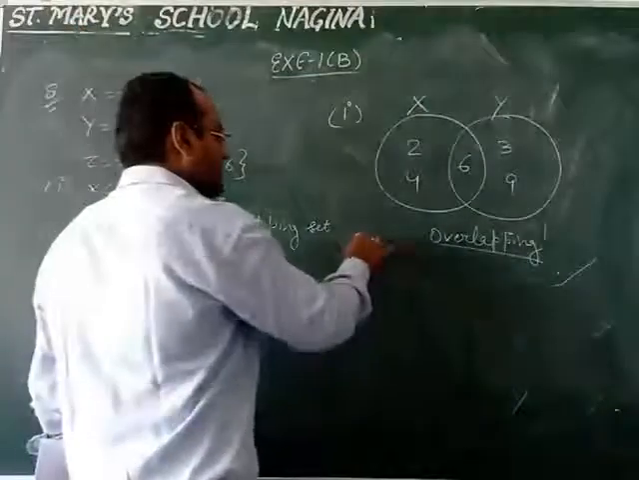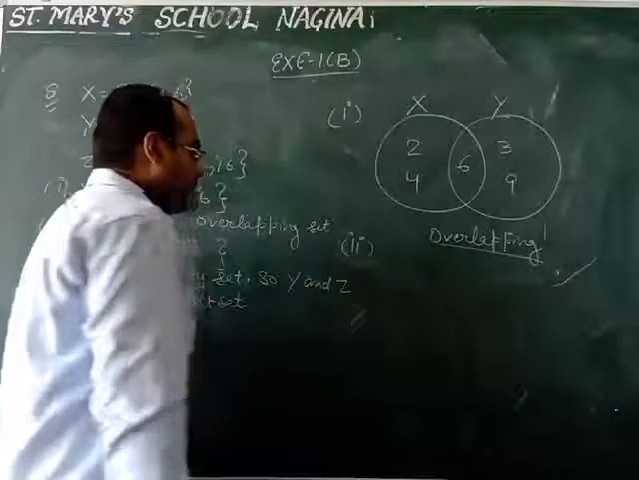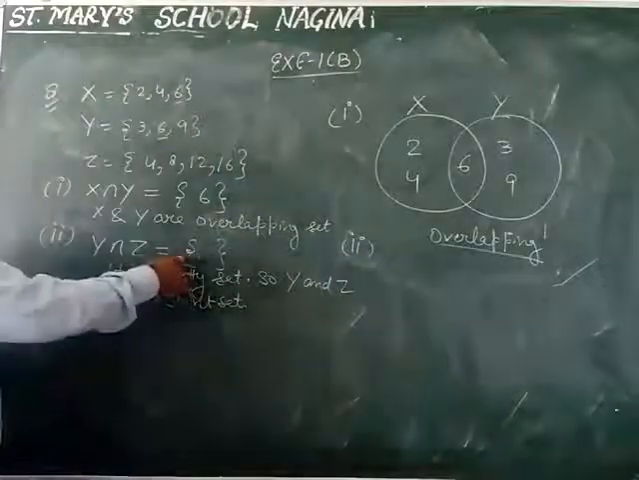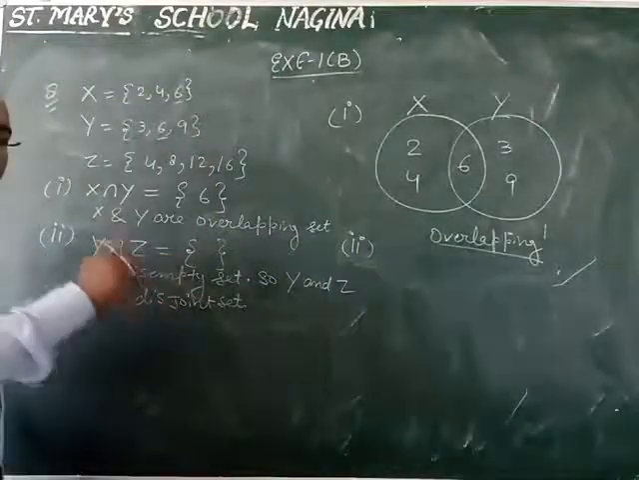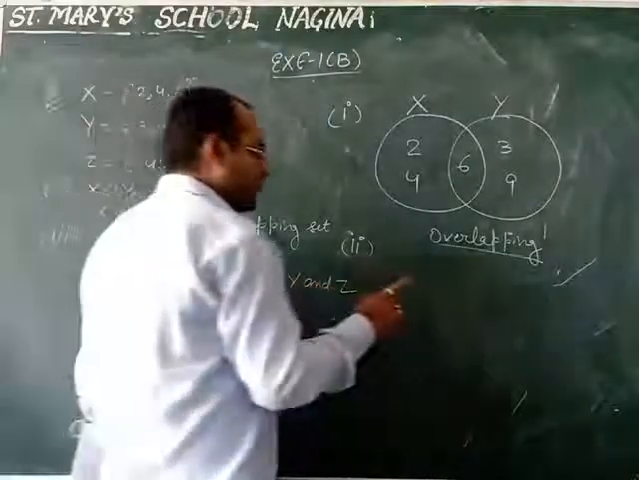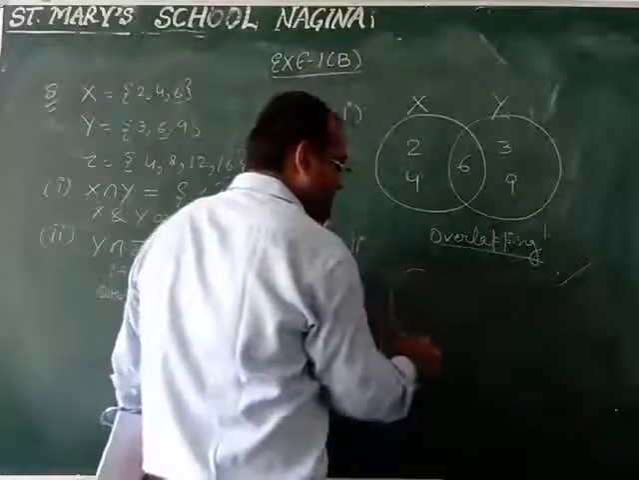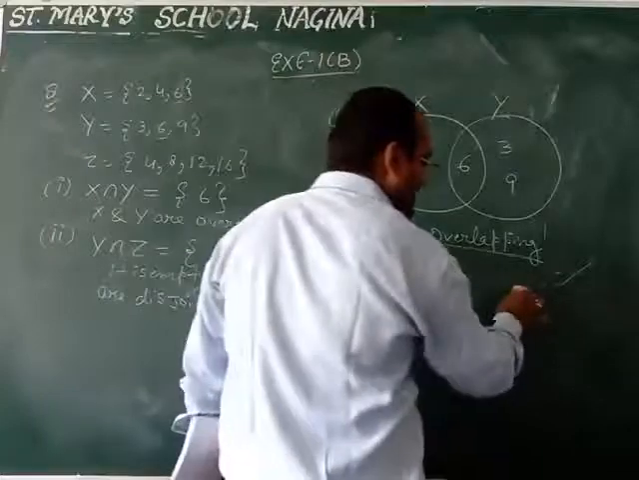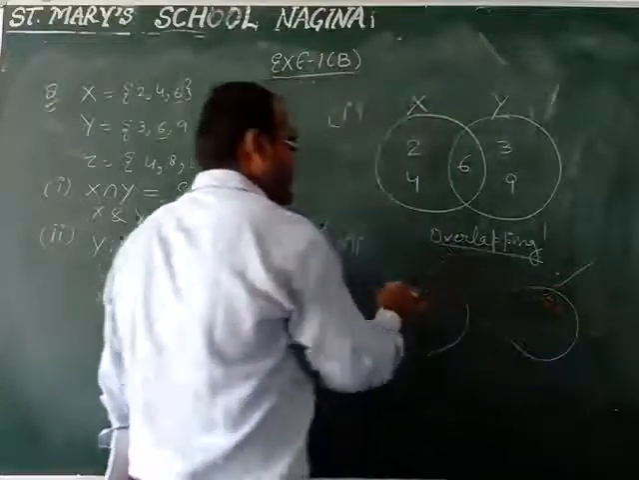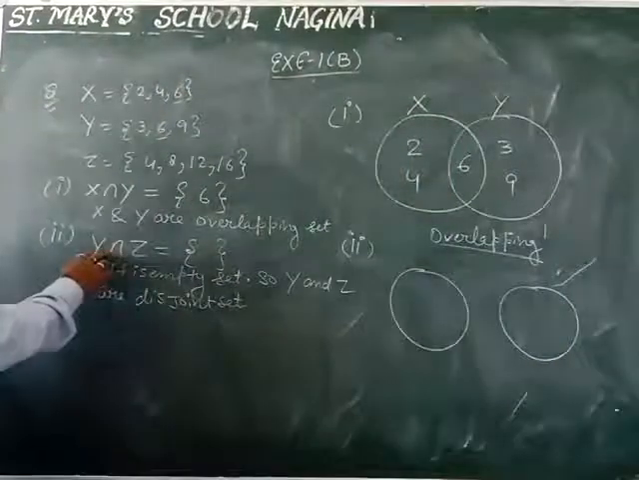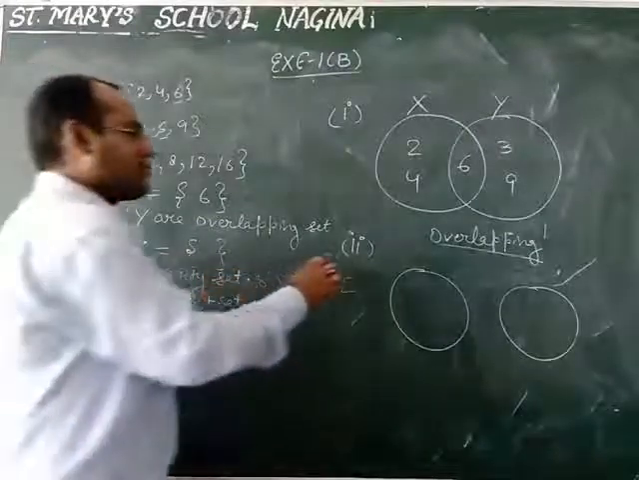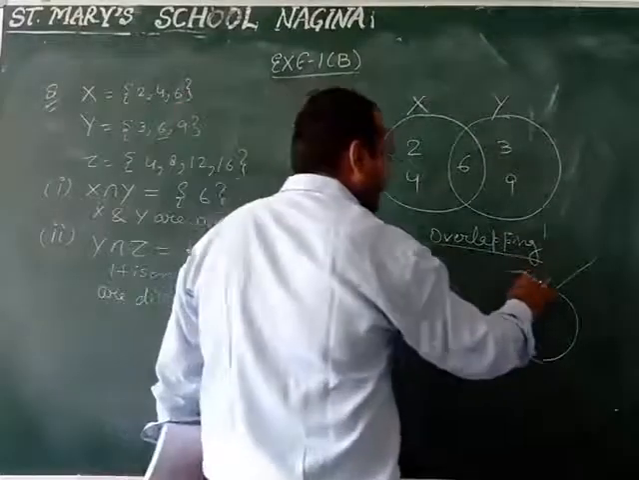Now second part. In the second part, intersection is not coming, it is an empty set. So in such a case, what do we have to do? We have to make two separate circles. They will not cut each other. Separate circles we will make. First set is Y and another set is Z. So here we will write Y and here we will write Z.